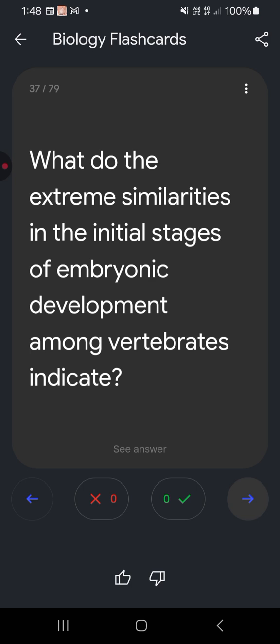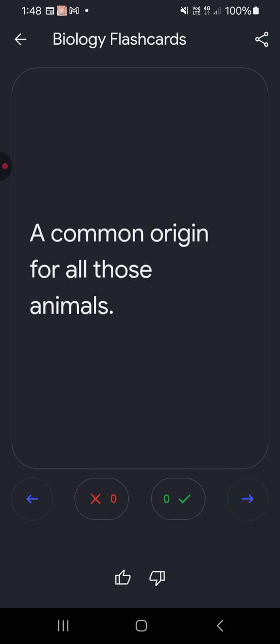What do the extreme similarities in the initial stages of embryonic development among vertebrates indicate? They suggest a common origin for all those animals. That is, it indicates that all those animals must have evolved from one common ancestor.